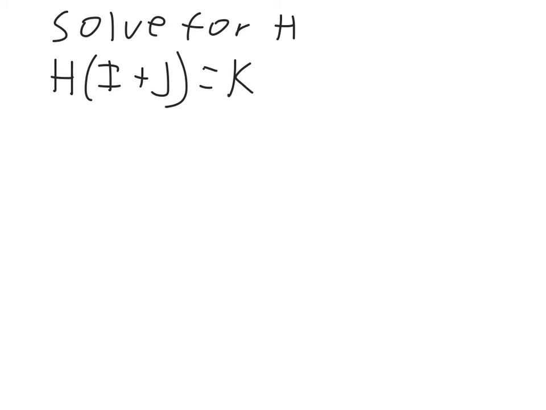So in this problem, we have h, which we want to solve for, is being multiplied by (i plus j). And since it's all in parentheses, we can just say, well, we look at what's multiplying h, the i plus j, and we want to get rid of that. We want to undo that multiplication. Undoing multiplication means we divide. So we need to divide both sides.